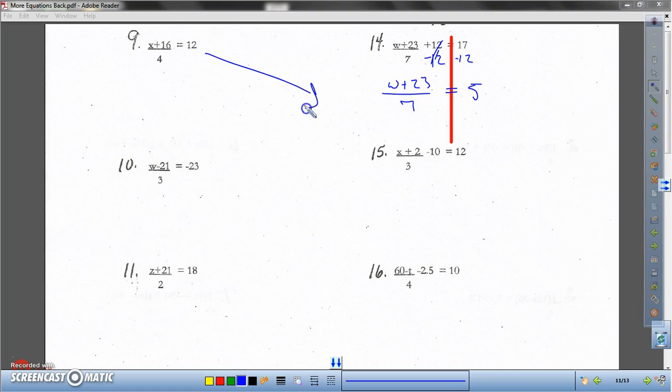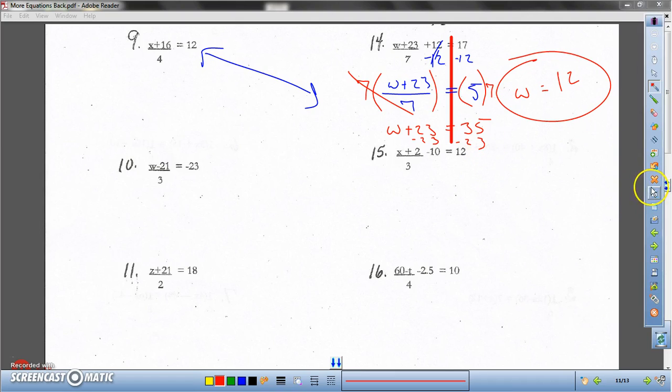Now compare number 9 with what we have now. Identical problems, just different numbers and a different variable, but set up the exact same way. So where I multiplied by 4 here, I'm going to multiply by 7 here. And what that's going to do is get rid of this division, leave me with w plus 23 is equal to 35. And then subtract 23 from both sides. Final answer here is 12.